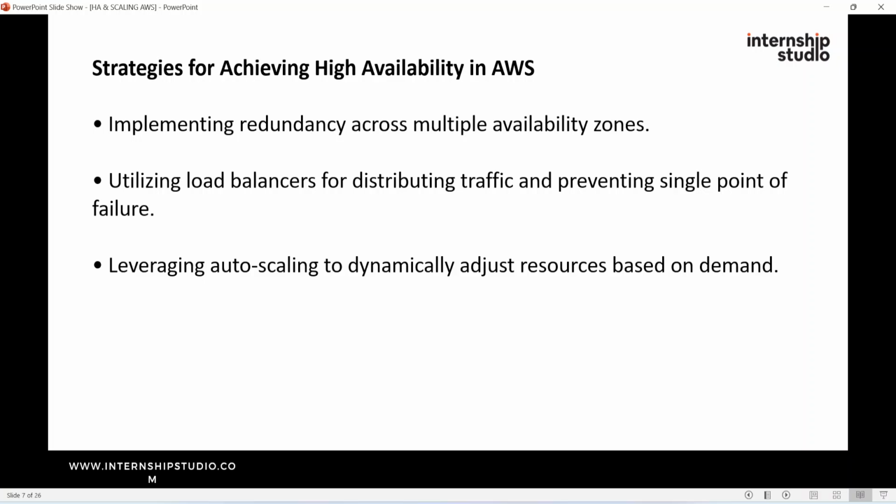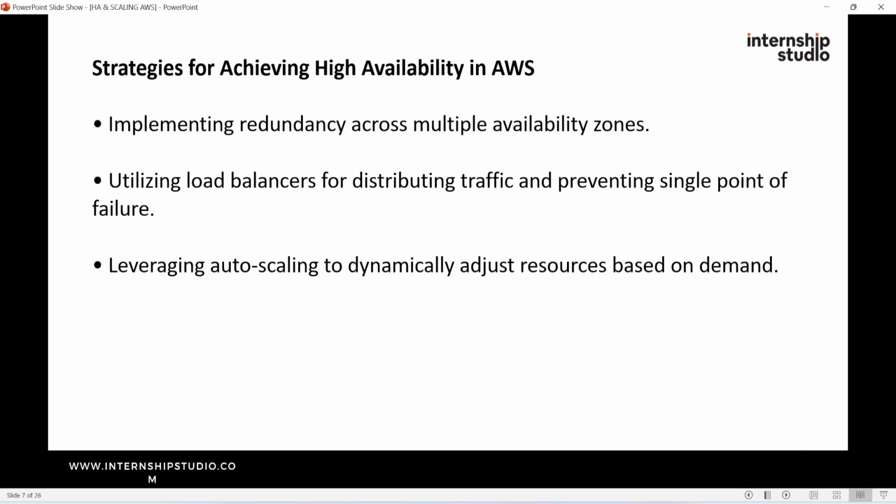Next, we may leverage load balancers for distributing traffic and preventing a single point of failure. Load balancers are an awesome feature. They are the core components of the networking of the infrastructure. They distribute traffic very nicely and prevent a single point of failure. If there is only one thing pointing towards the back end, then it's very problematic, because the whole application will go down. So this is how load balancing works.